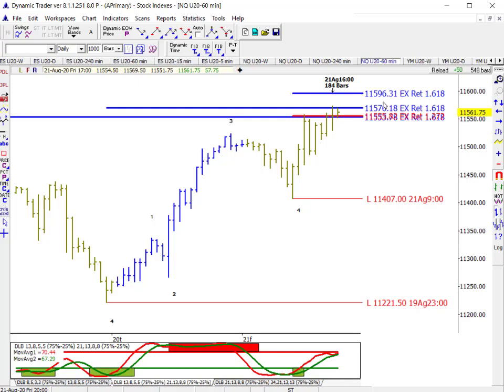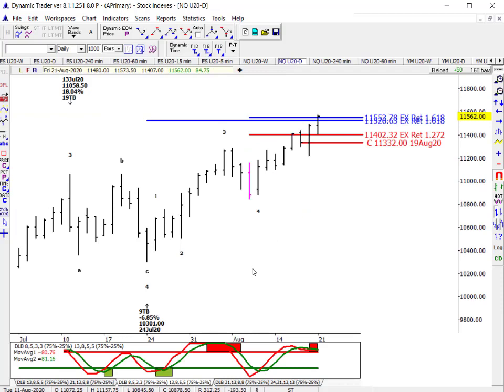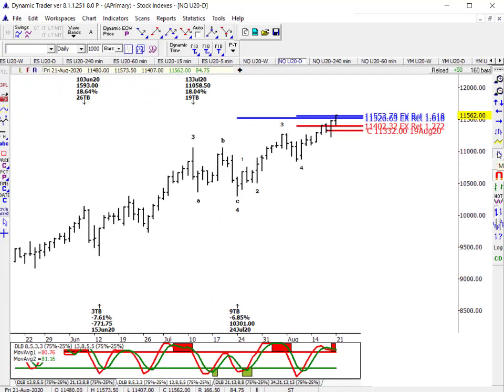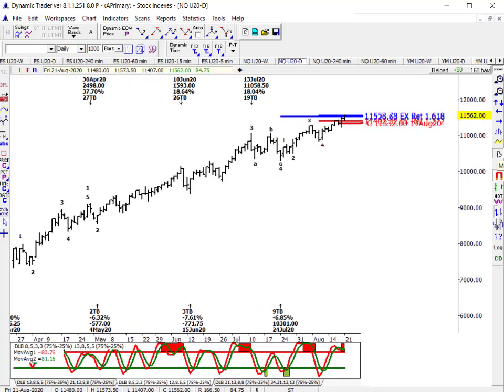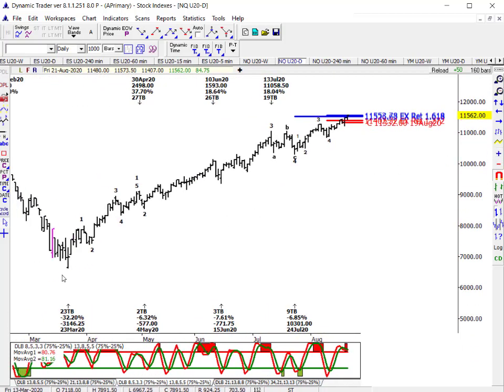Actually, it goes up to 11,596, a little bit above Friday's high. Certainly, as of now, if we take out the August 21st low, that's Friday's low, that would indicate that the entire time frame advance, let me add some data on here because it goes back quite a ways, going all the way back to the March low, should be complete. That's significant. So just be aware of that.